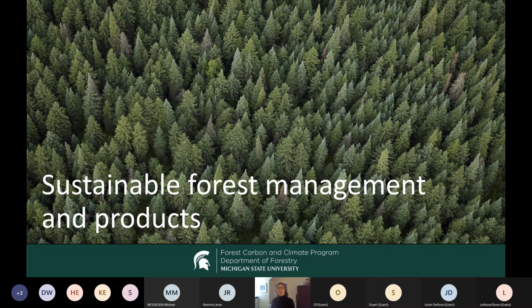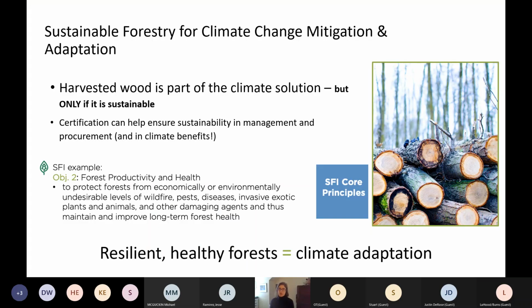These carbon numbers are based on the understanding that we're talking about sustainable forest management here. So quickly, we'll just talk about the importance of sustainable forest management and what that looks like. Again, harvested wood products are part of the solution, but only if they're sustainable. And so certification, and importantly, the requirements of certified forests, help to ensure that sustainability.